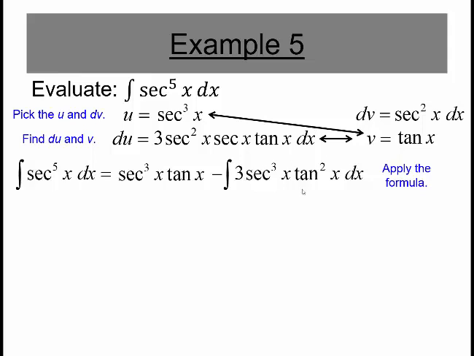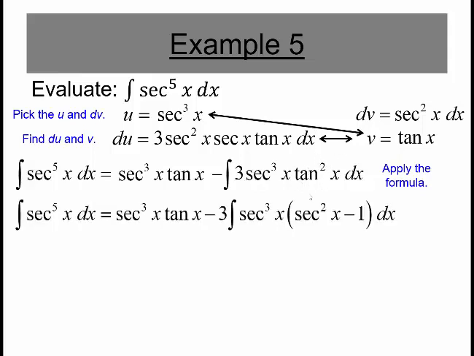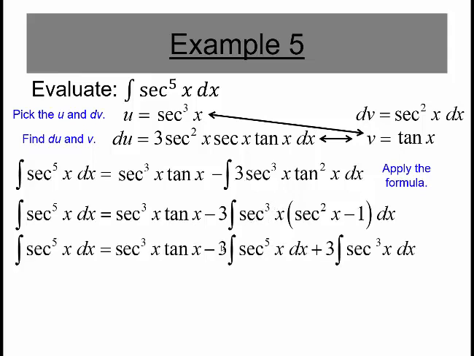So now what I need to do is integrate this. I'm going to sub in one of the Pythagorean identities. For tangent squared x, I'm going to put in secant squared x minus 1. Now watch what happens when I distribute. This becomes minus 3, distributing with everything: secant cubed x times secant squared x gets me, this is weird, secant to the fifth x dx, plus 3 times secant cubed x, and don't forget the minus times minus 1 gets me plus 3 the integral of secant cubed x dx.